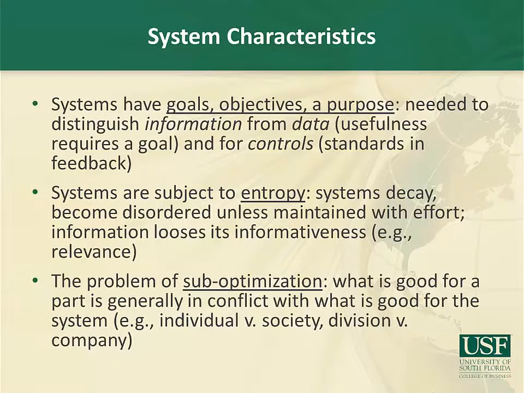The problem of sub-optimization. What is good for one part of a system may not be good for another part of the system, or may not be good for the system as a whole. For example, the individual might be seen as a subsystem of society. The goods of the individual may not be the goods of society. The same with the division in a company and the company itself. What benefits a department or a division may not always be a benefit to the company overall.